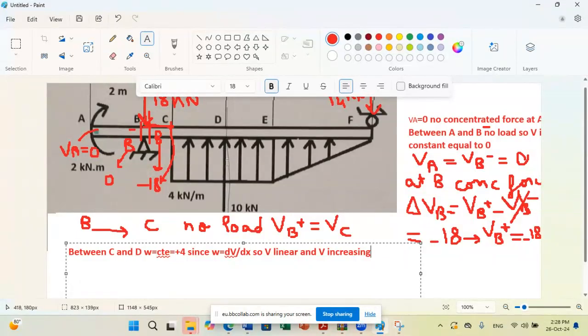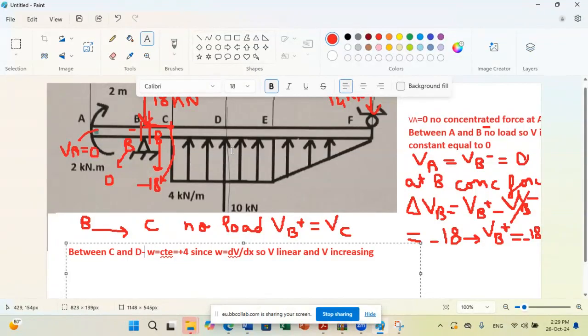We should say that at point D, what do we have? We have a concentrated force. So we should take D minus and D plus. And here we should say between C and D minus, omega is constant. Now at D, what will happen? We'll have a jump of 10 kilonewton upward, because we have an upward force of 10 kilonewton.